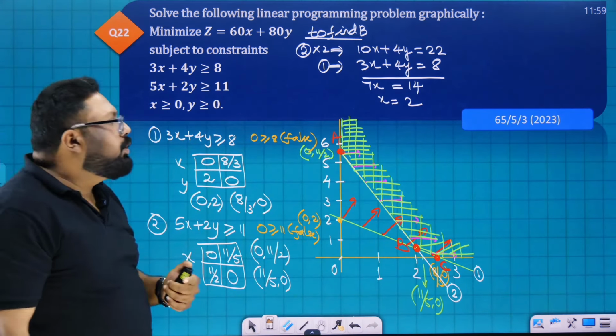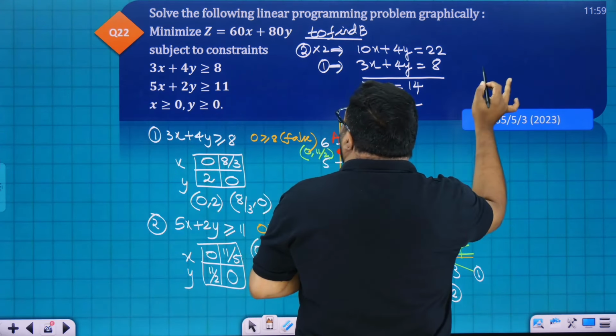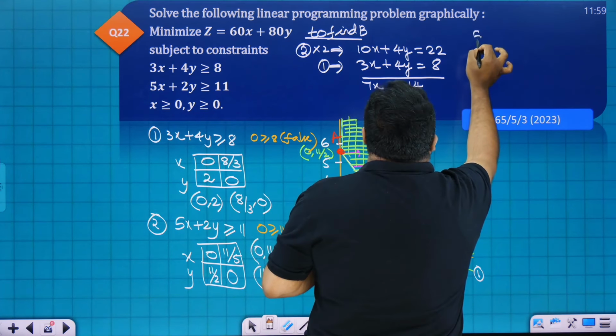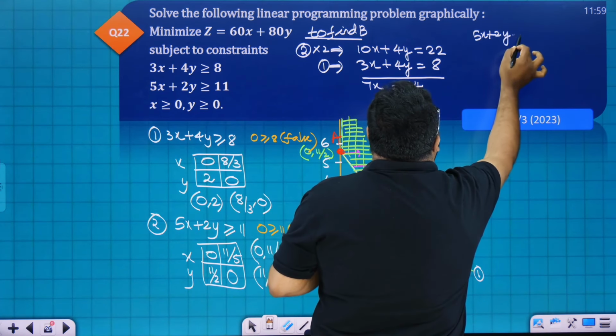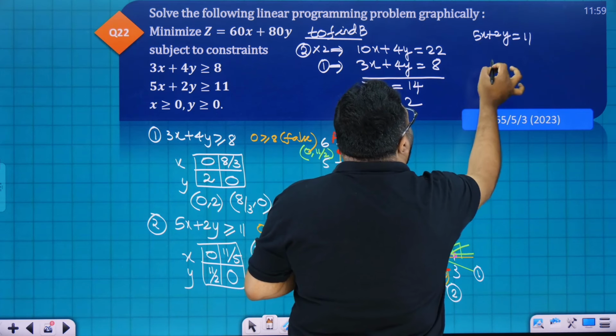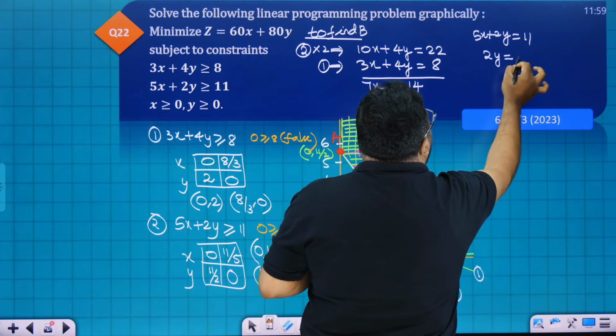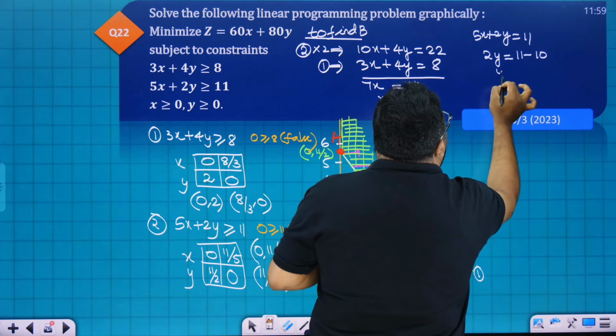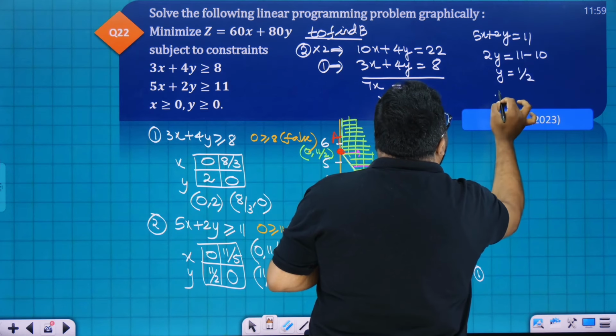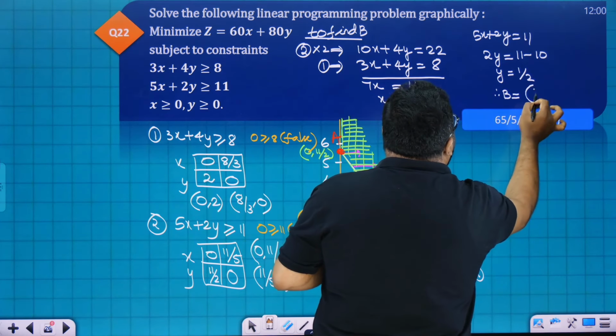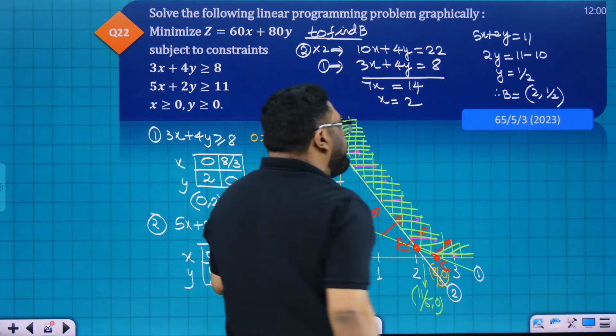B coordinate x is equal to 2. Now go for y, all of you. 5x plus 2y is equal to 11. So 5 2s are 10. So 2y is equal to 11 minus 10. Y is equal to 1 by 2. So I got the value of B, which is 2 comma 1 by 2.